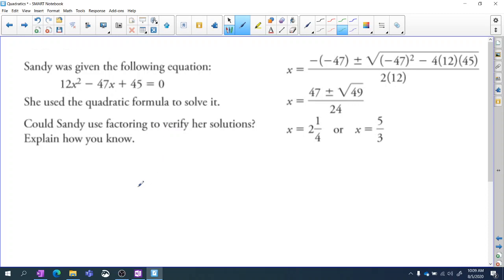Explain how you know. And I can look at this quickly and within 5 seconds say, yep, could have factored. Say, how do you know so quick? Look right here. That's a perfect square. You can tell by the answers as well. They're these nice fractions. So here the answer would be yes, because that's how I know.